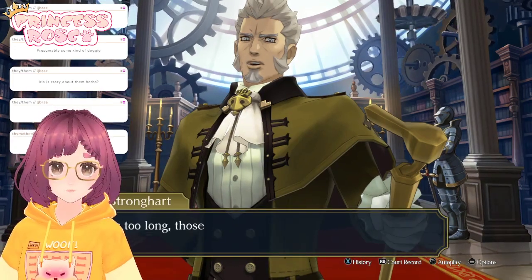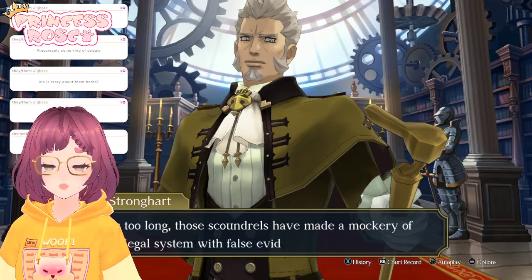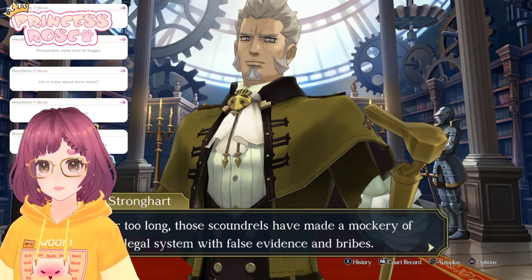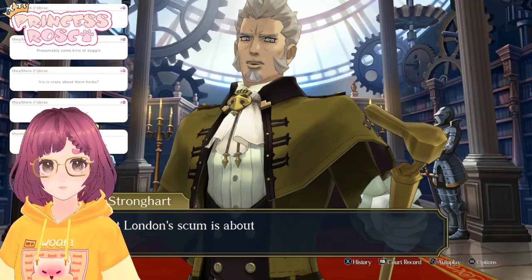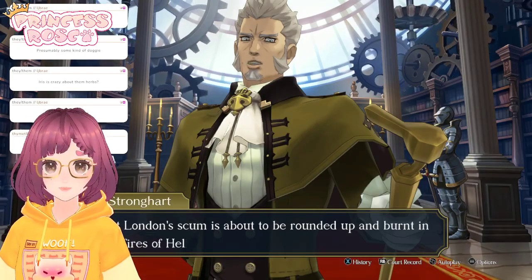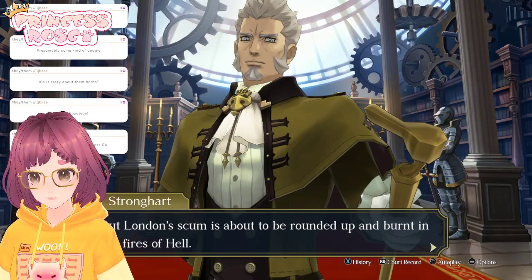What do you mean? For too long, those scoundrels have made a mockery of our legal system with false evidence and bribes. But London's scum is about to be rounded up and burnt in the fires of hell.